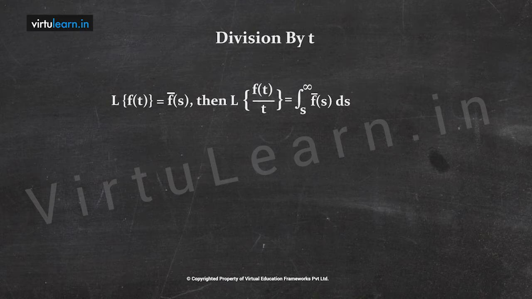Now, if you have f of t by t square, then you do 2 times integration. If you have t cube, then 3 times integration, like that. Mostly we get 1 or 2 times integration only in these problems.